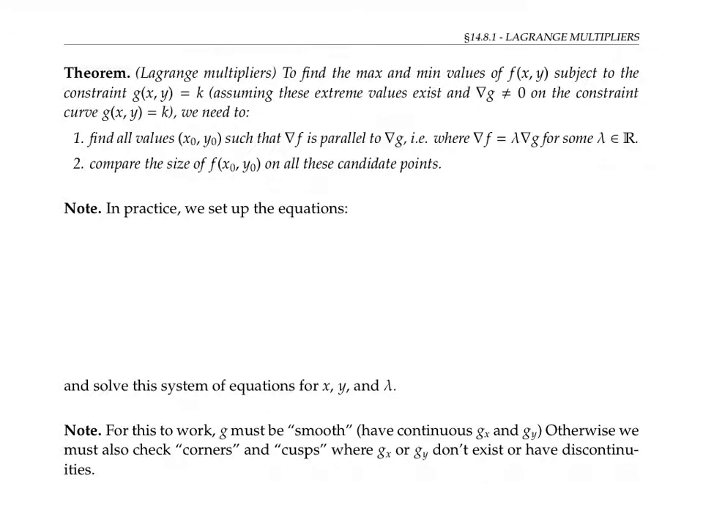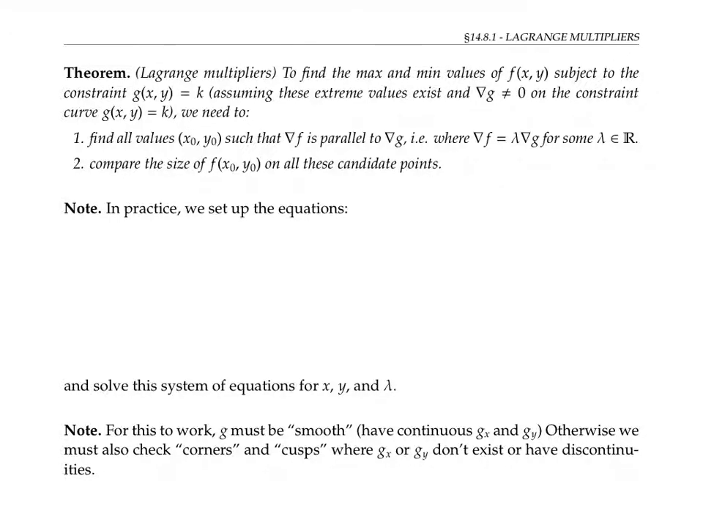Written out in more technical language, the theory of Lagrange multipliers is as follows. To find the maximum and minimum values of a function f of x, y, subject to the constraint g of x, y equals k for some number k, assuming that these extreme values exist and that the gradient of g is not 0 on the constraint curve, we need to, first of all, find all points x0, y0 such that the gradient of f is parallel to the gradient of g, that is, where the gradient of f is a constant multiple of the gradient of g, and compare the size of our function at all these candidate points.